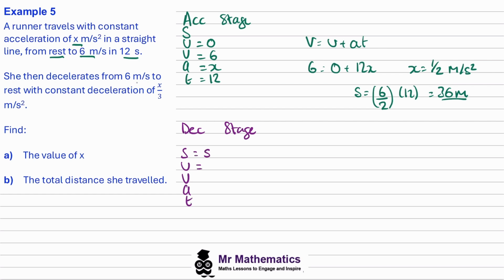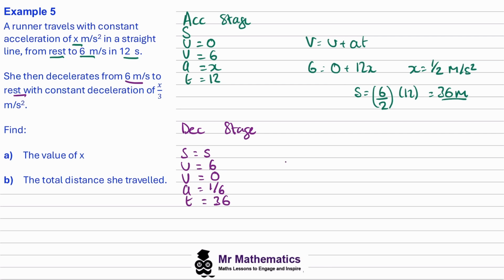In the second part of the journey, she decelerates from 6 to 0. So u is now 6 and v is 0. The acceleration will be 1/3 of the half, so this will be 1/6. And we can work out the time, because if it takes 12 seconds initially, and the deceleration decreases by a factor of 3, we can multiply this time by 3. So the time will be 36 seconds.